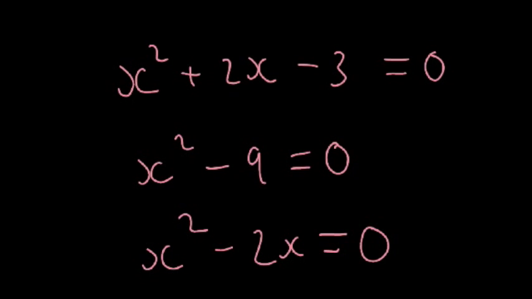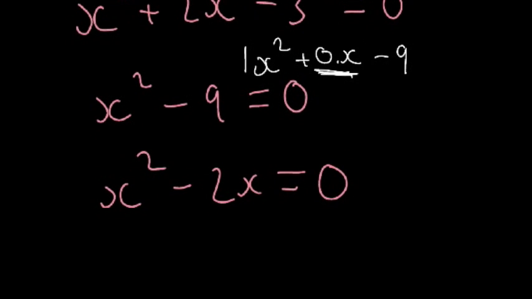So essentially it looks something like this: 1x squared, plus 0 times x, and then minus 9. And you can see, because there is no middle term, the b must be 0. And then the last one over here, a would be 1, b would be minus 2, and c would be equal to 0. And so we see that the standard form also has everything on one side, and we're kind of used to this from other standard forms before. Okay, so let's work from there.